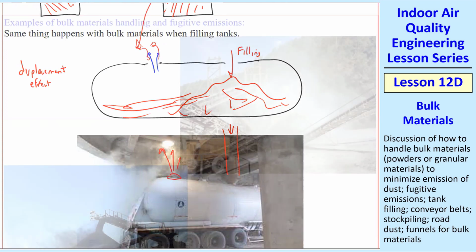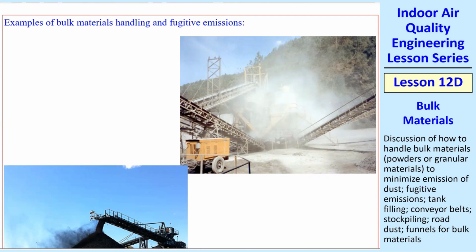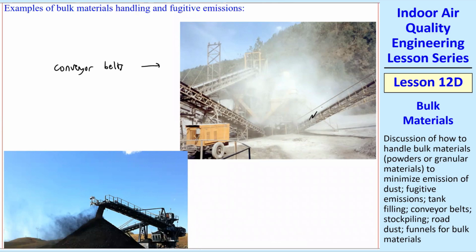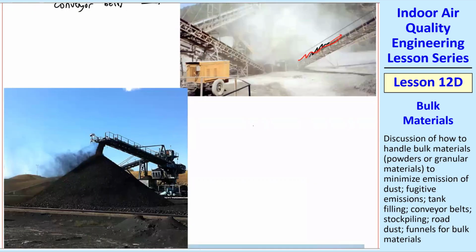And so you're putting dust in the air, and there are rules about how much dust you can have, etc. I want to give you just a quick visual overview of some of these bulk material handling situations and fugitive emissions. You can have these on conveyor belts. If you're ever driving along the road and you see a cement plant or something like that, and they have these conveyor belts, there's lots of vibration, and as this thing's moving around, there's going to be a lot of dust generated.